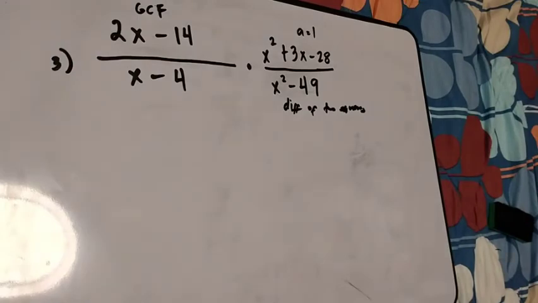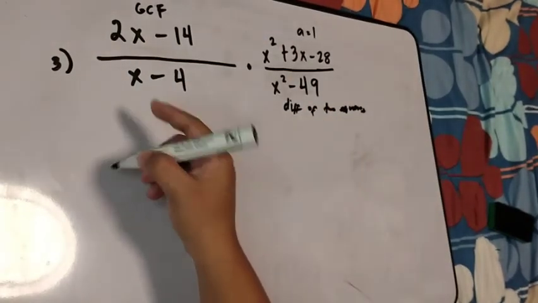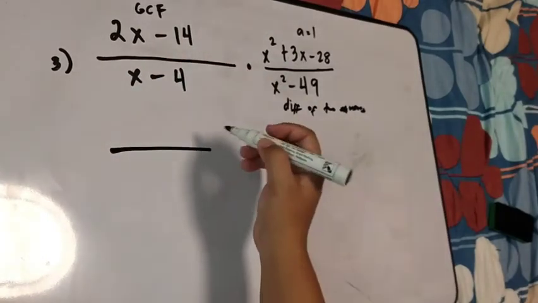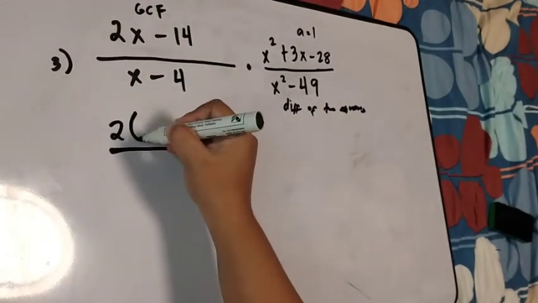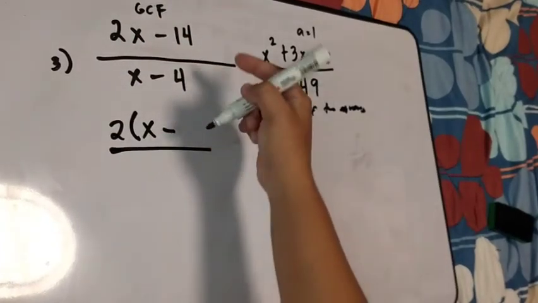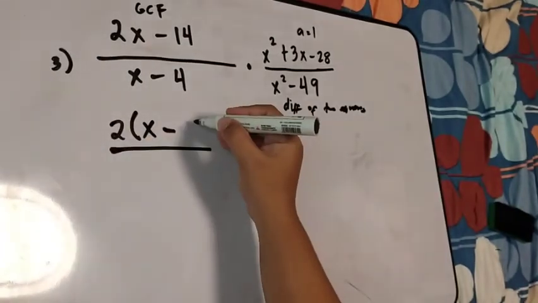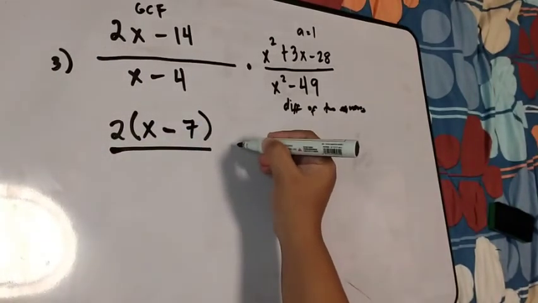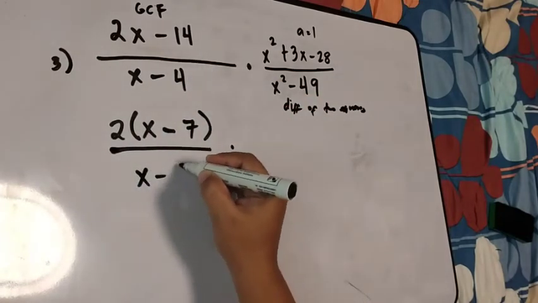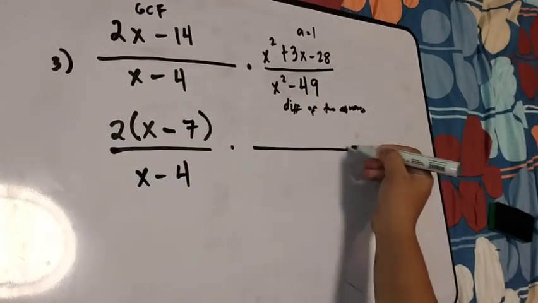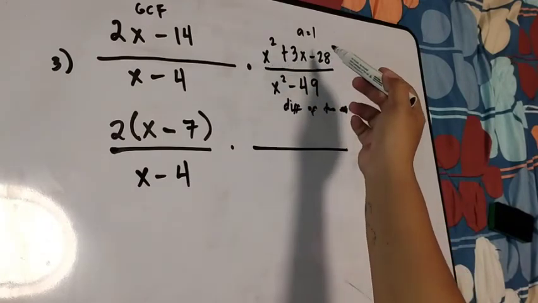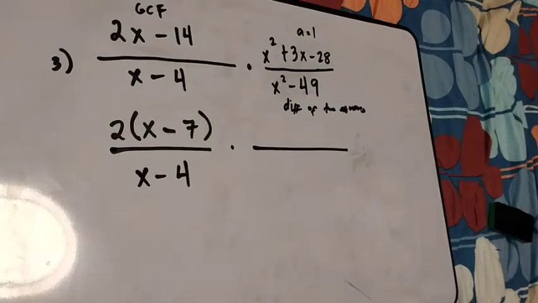Okay, so factor muna natin. So, factoring by GCF, common factor is 2. So, pag pinactor out natin si 2, 2x divided by 2, matitira ay x na lang, minus 14 divided by 2 is 7. Si x minus 4, simply copy. Then we have here, this one is a equals 1. So, quadratic trinomial.